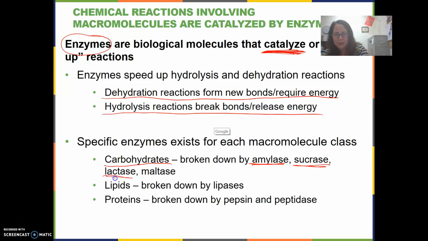Lactase breaks down lactose, which is the sugar found in milk. And maltase breaks down maltose, which is the sugar found in malt beverages, malt liquor, and malt that's found if you order a malt, like a chocolate malt instead of a chocolate shake, the malt powder that they put in there, that's maltose sugar. Okay, lipids are broken down by lipases. Proteins can be broken down by pepsin and peptidase, and also various forms of an enzyme called trypsin.